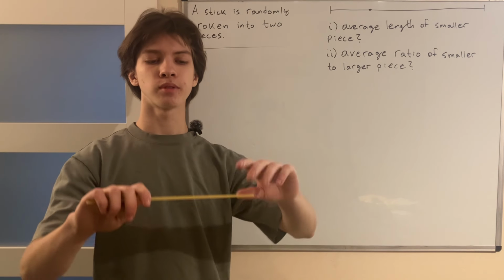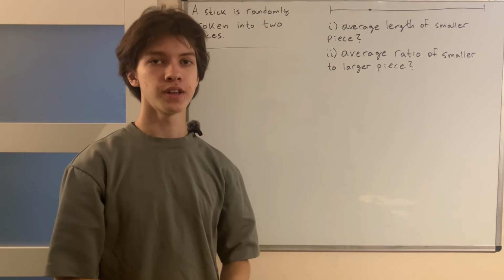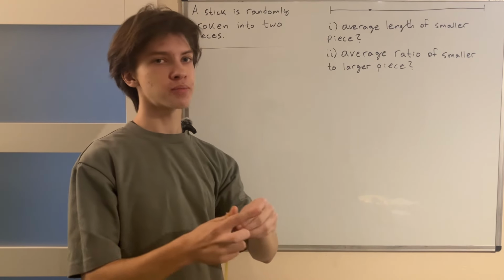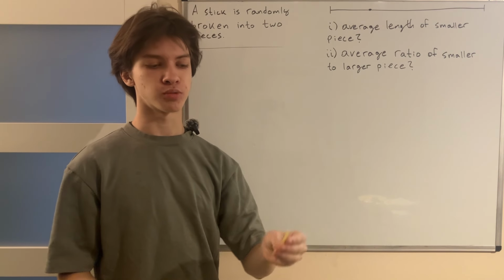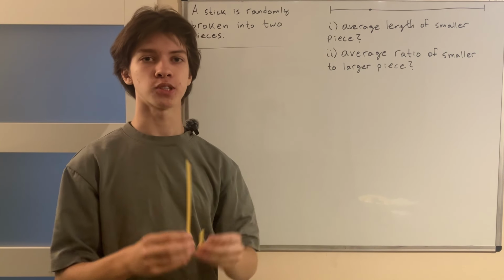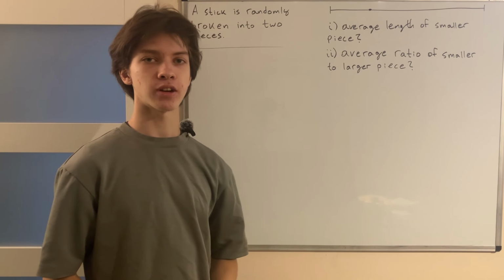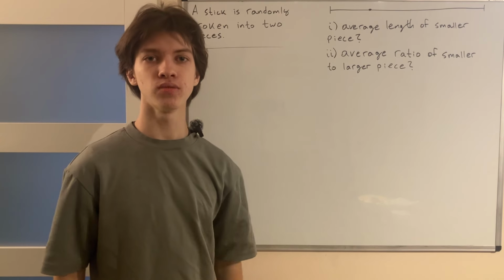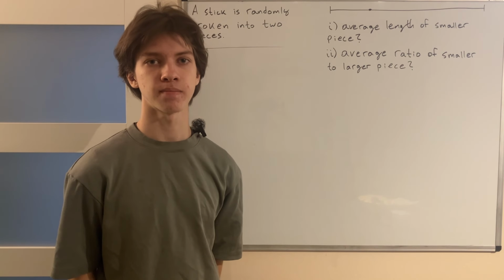A stick is randomly broken into two pieces. In our experiment, we measure two things. First, the length of the smaller piece, and second, the ratio between the smaller piece and the larger piece. In this video, we're going to find out what happens to these values on average, or what our experiment tends to as we break more and more sticks.